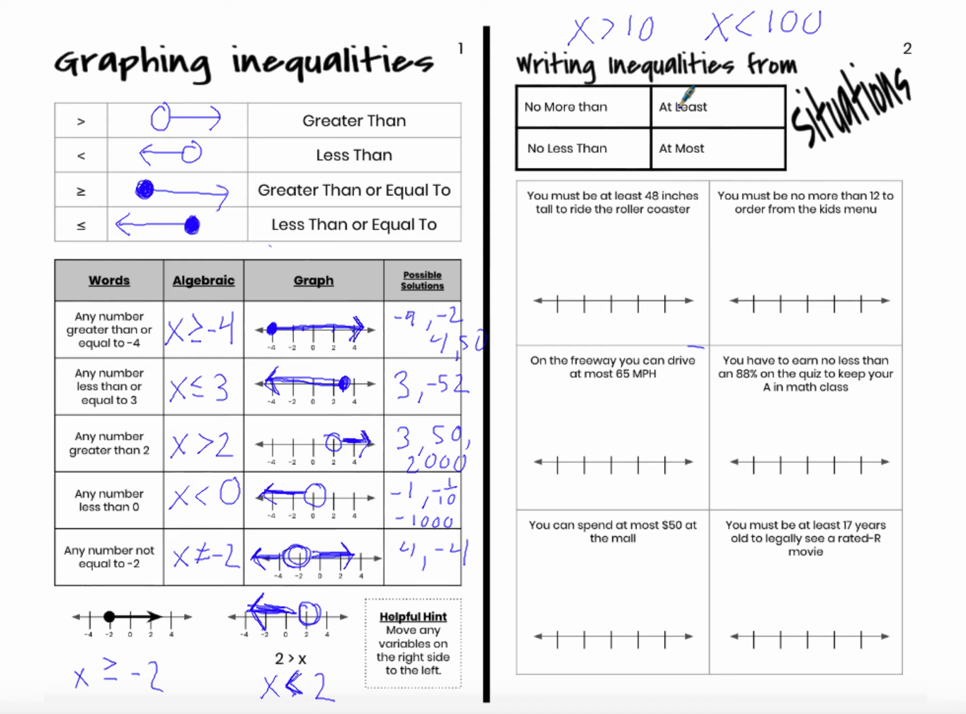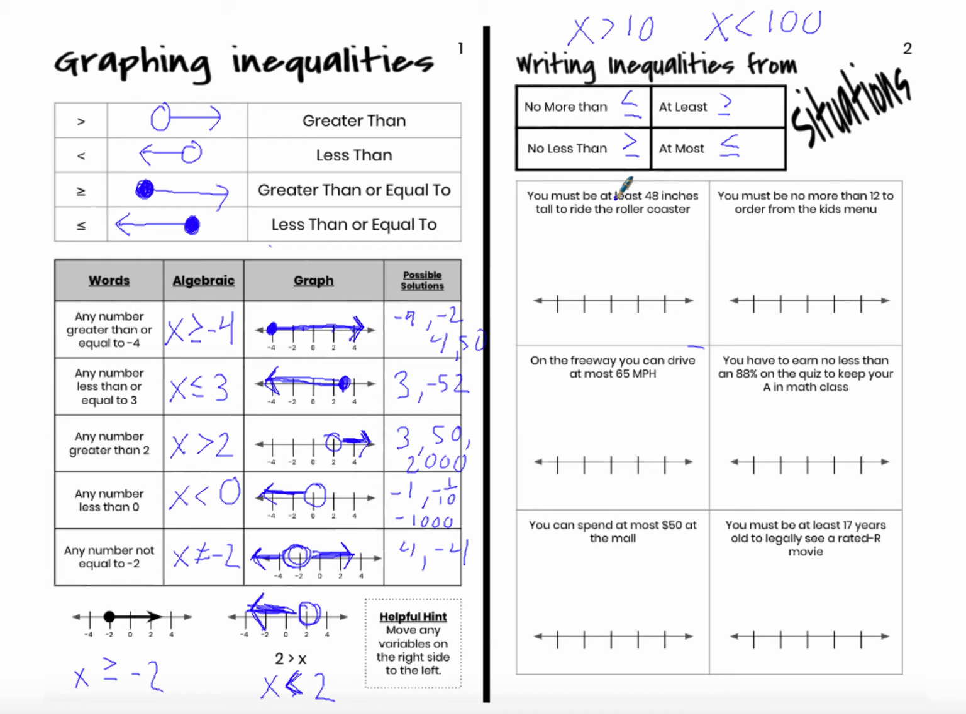But some words like no more than, no less than, at least, at most are a little confusing because we have, for example, the word at least, but you have to be at least 15. That's a greater than or equal to. You can have at most 10 cookies. That's a less than or equal to. You can have no more than 3 infractions. So even though it has the word more in it, that's a less than or equal to. You can have no less than a 90%. That's a greater than or equal to.